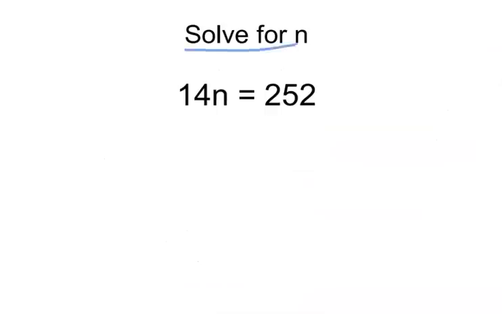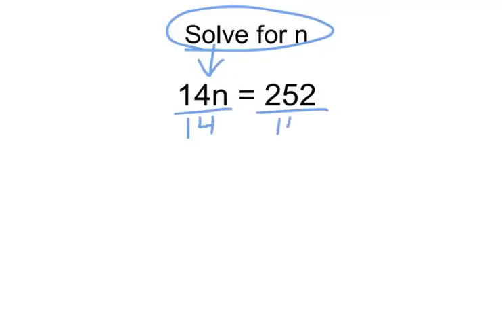Solve for n. Okay, so this is a one-step equation because it only takes one step to solve this. We do have a 14 and an n right next to each other. That means that's multiplication. To solve for this, we're going to do the opposite operation of multiplication. The opposite of multiplication is division. All right, so to solve for this, we're going to divide both sides.